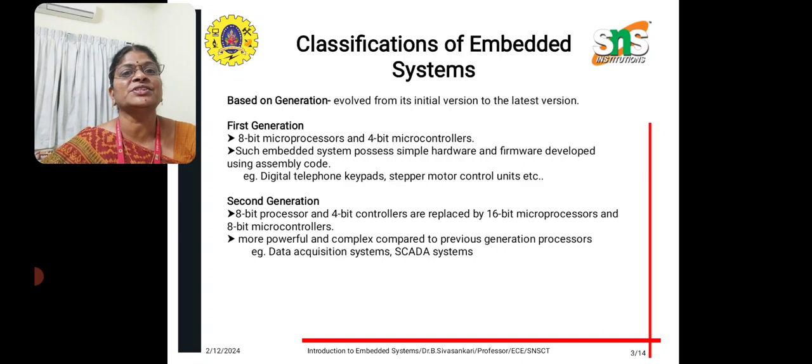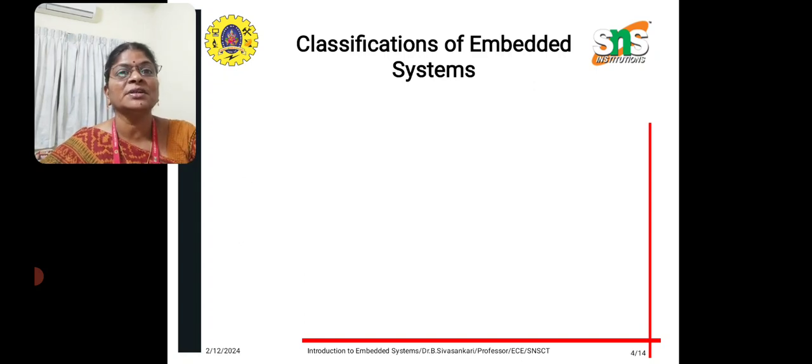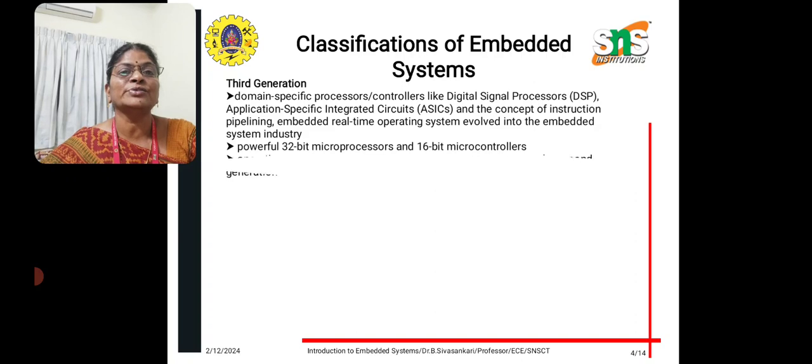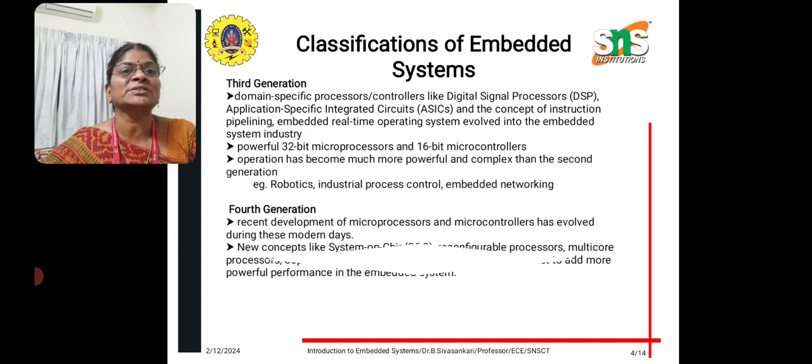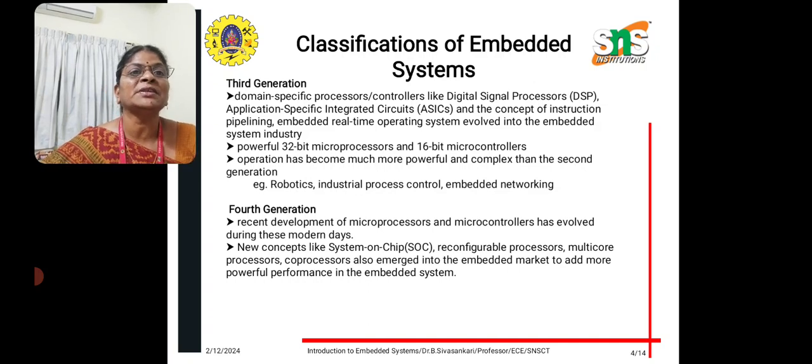And in the second generation, the 8-bit processors and 4-bit controllers are replaced by 16-bit microprocessors and 8-bit microcontrollers. So examples here are data acquisition systems and SCADA systems, right? And the third generation is of domain specific processors like DSPs and ASICs, and the concept of instruction pipelining. And examples are robotics, industrial process control and embedded networking.